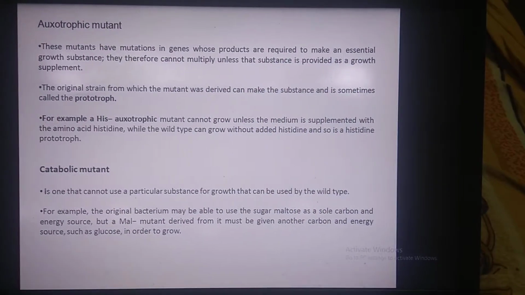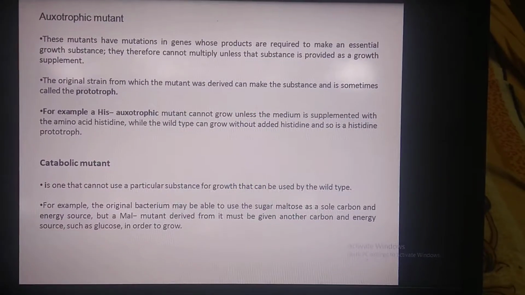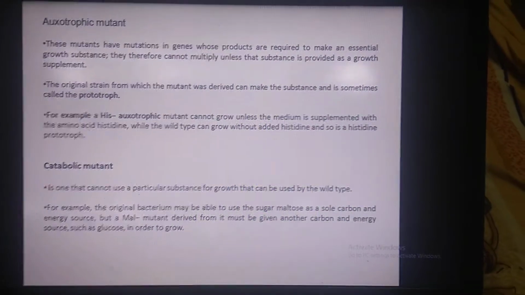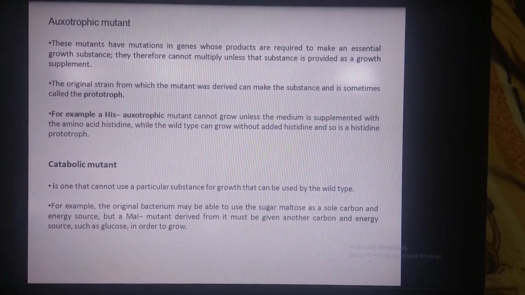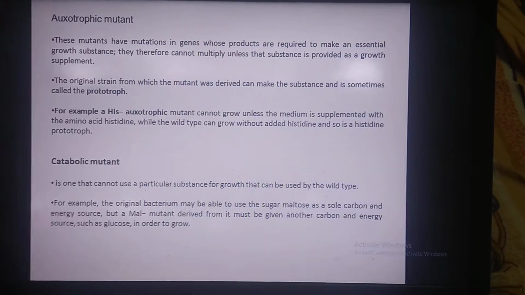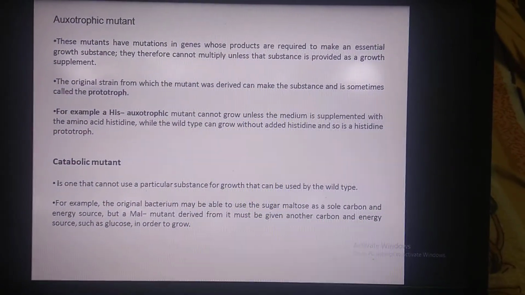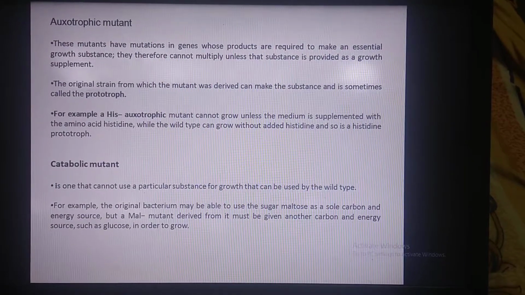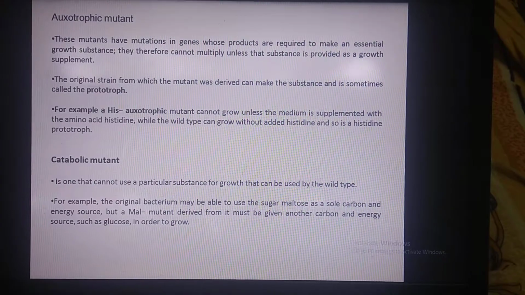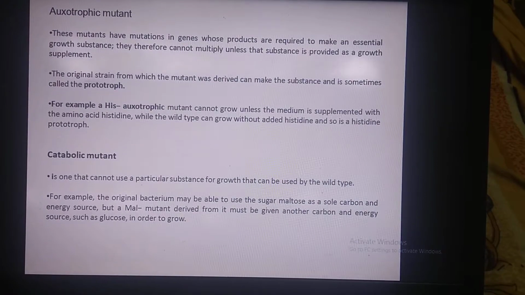Students, we shall discuss some specific types of mutants in this class. These types of mutants are very important while we study molecular biology, genetics and all. The first one we should know about is the auxotrophic mutants. What are they? These mutants have mutations in genes whose products are required to make an essential growth substance.